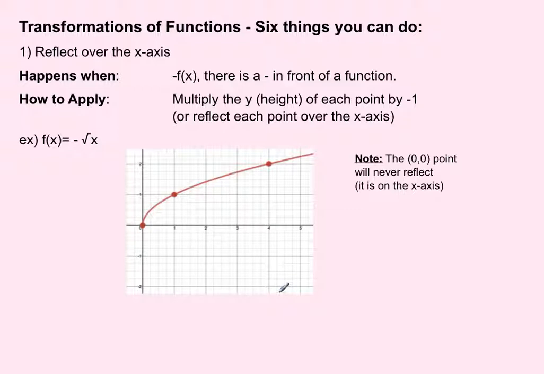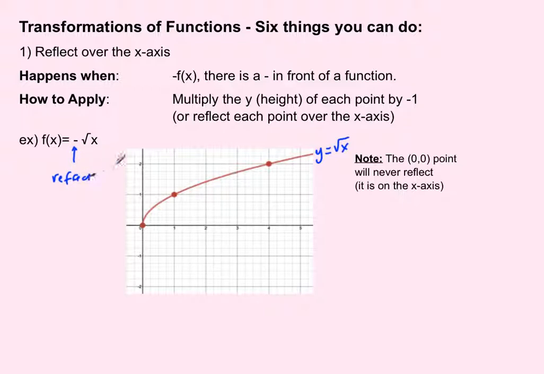We'll go from there. We could reflect over the x-axis. We said this happens if there's a negative in front of my function. And how do we apply it? So basically we're going to multiply the heights, the y values of each point, by -1, or basically we're just reflecting each of these points over the x-axis. So I chose f of x equals negative square root of x as my function. So as a result, I'm going to start with the graph of the parent graph, which is square root of x, right? This is in the parent family of square root of x. I want to take this and I want to reflect it.